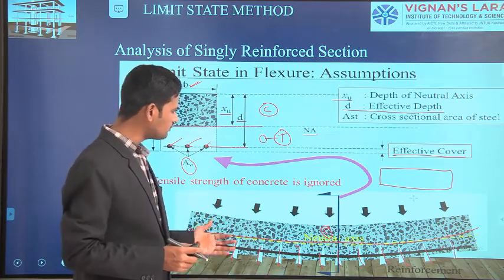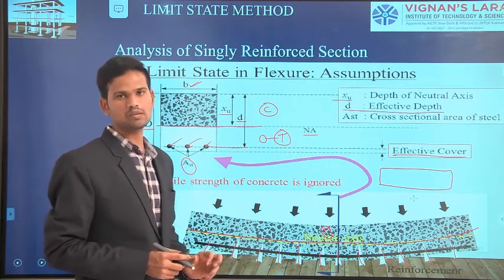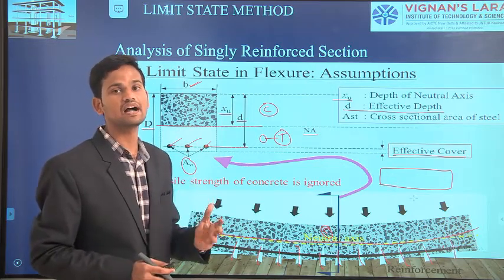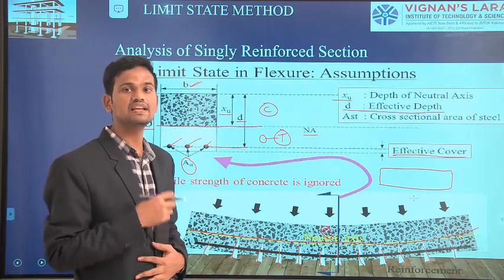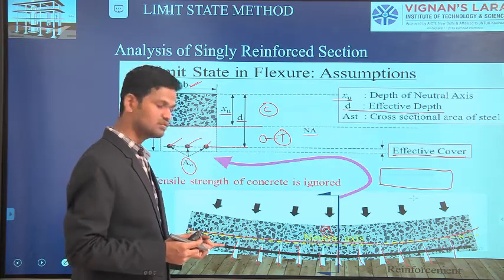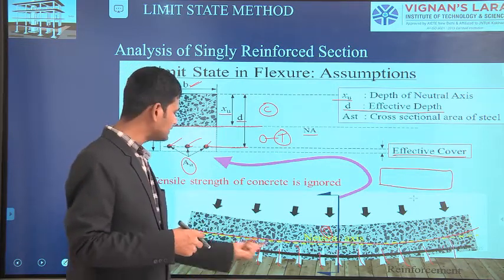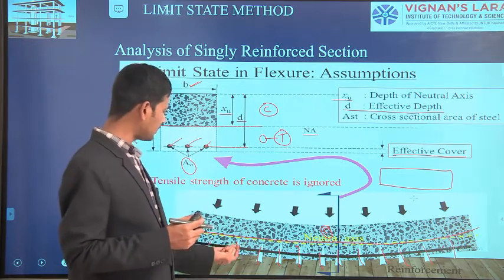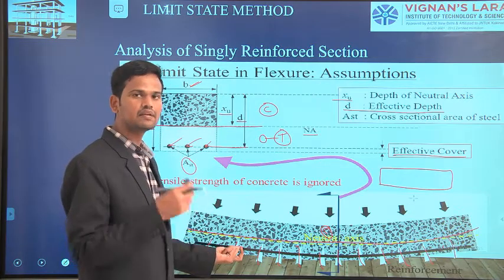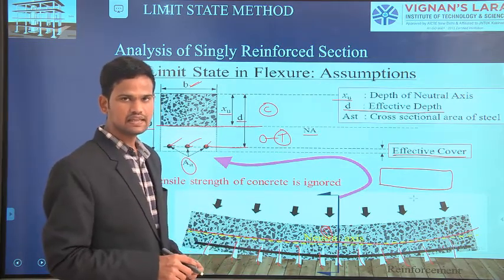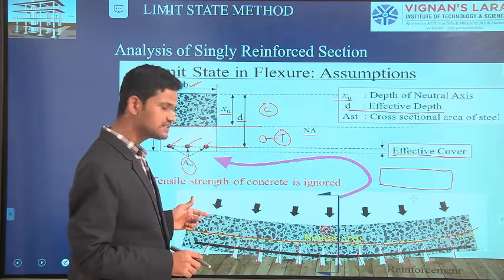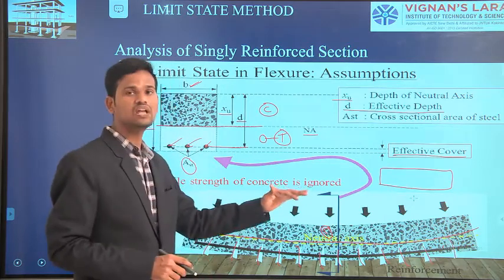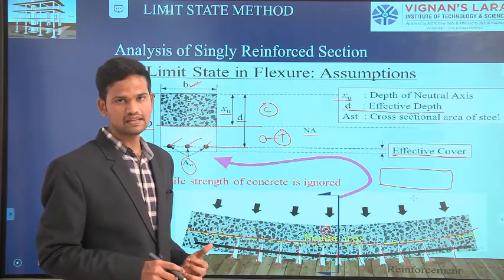If you introduce the steel bar alone in the bottom direction, and you design the member in such a way, that member will be called a singly reinforced member or singly reinforced section. That means we are embedding the steel in one direction only, that means in the tension direction. Whereas if you provide steel in the compression zone also, in the top portion also, it will be called doubly reinforced.